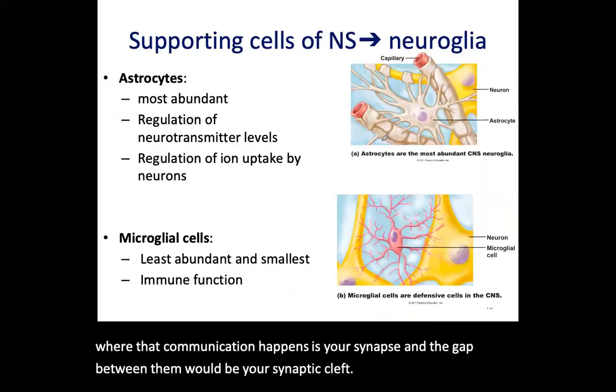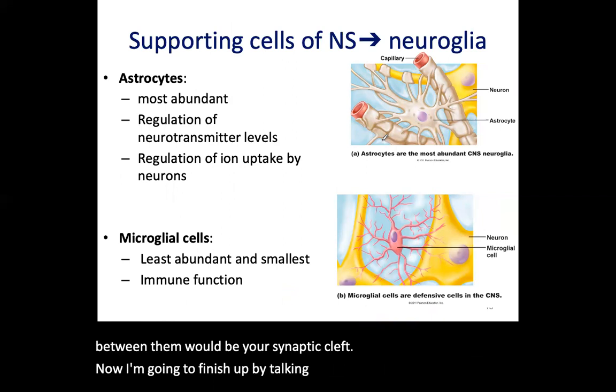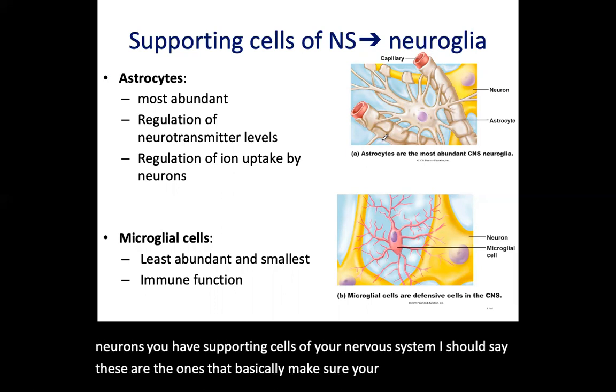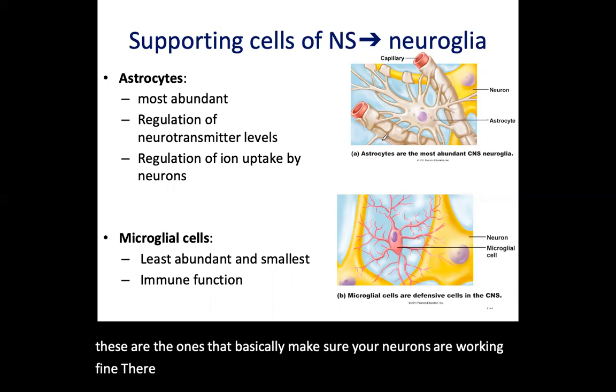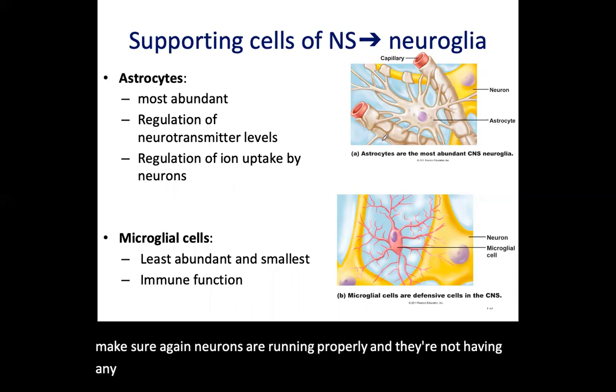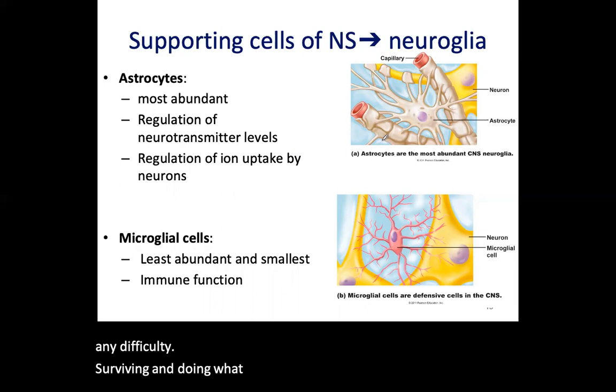Now I'm going to finish up by talking about the supporting cells of your neurons. You have supporting cells of your nervous system, I should say. These are the ones that make sure your neurons are working fine. Another name for these is neuroglia. Their job is to make sure, again, neurons are running properly and they're not having any difficulty surviving and doing what they need to be doing.